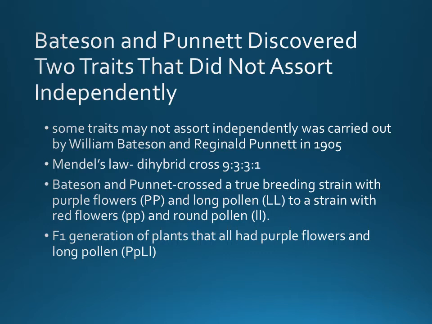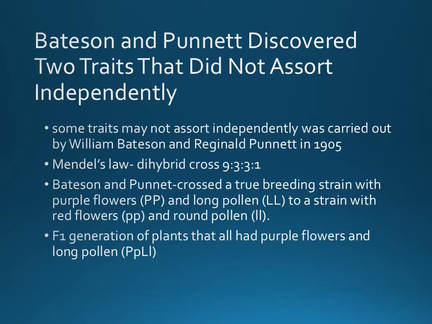Some of the traits may not assort independently was shown by William Bateson and Reginald Punnett in 1905. In Mendel's law of dihybrid cross, the ratio was 9:3:3:1, as I already mentioned in my previous slides. Bateson and Punnett crossed a true breeding strain with purple flowers and long pollen to a strain with red flowers and round pollen. In the F1 generation, plants with purple flowers and long pollen were achieved.